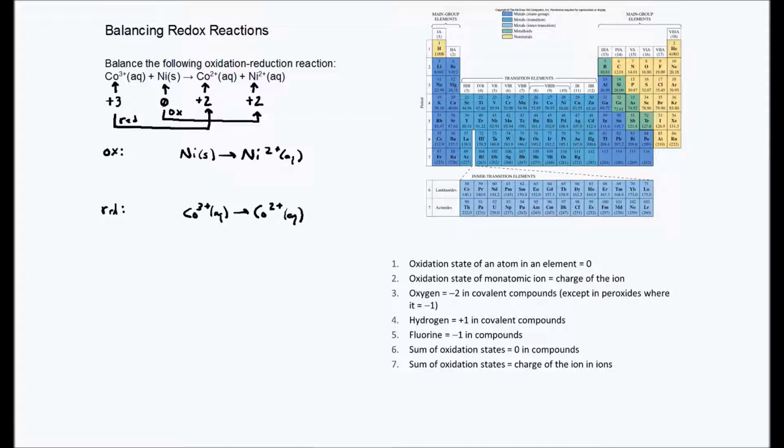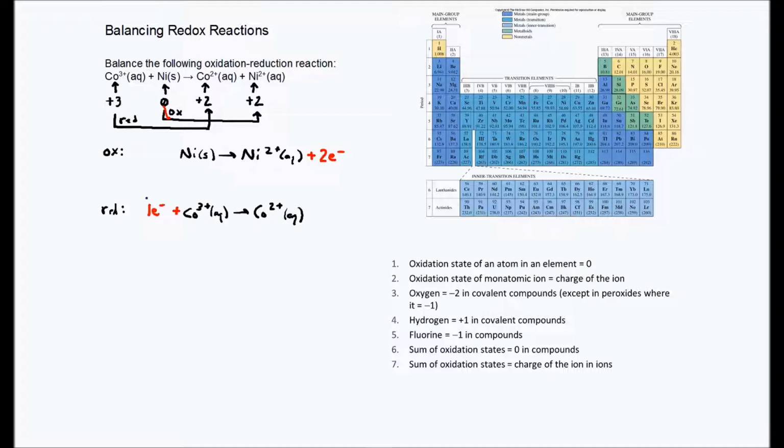Next, balance the electrons using the oxidation state changes we see in our assignments. Nickel going from 0 to plus 2 is losing 2 electrons. There's only one of them, so in total I'm losing 2 electrons. Cobalt, plus 3 to plus 2, is gaining 1 electron. Balance the oxygen, there is none. Balance hydrogen, there are none, so I don't have to worry about it.